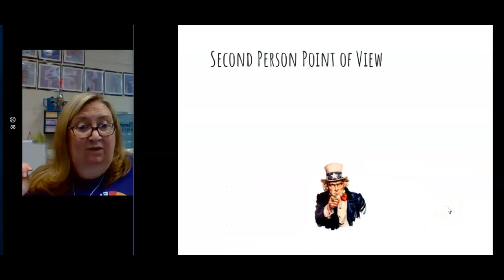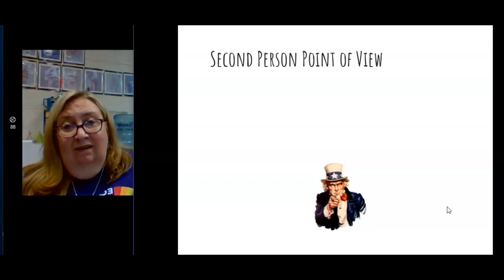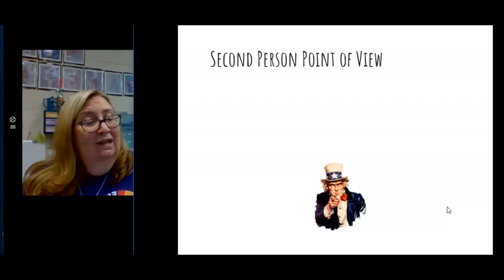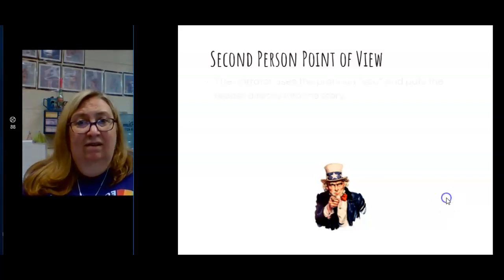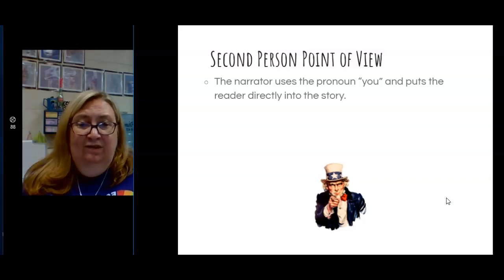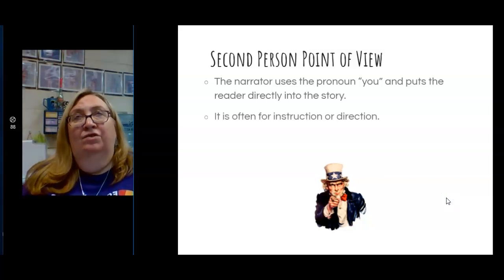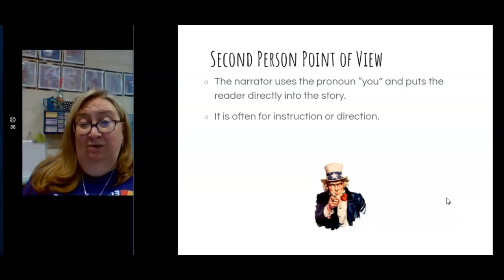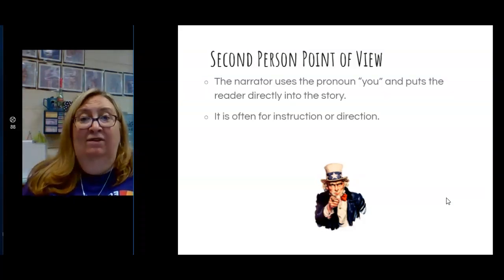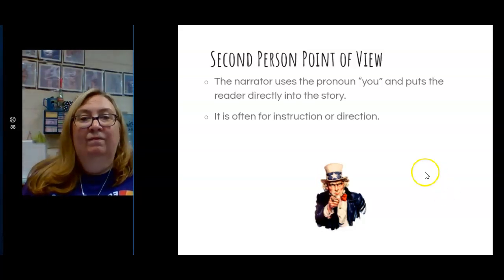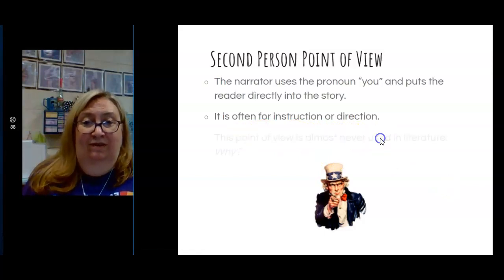Then we have second person point of view. This is the least popular as far as for your fiction novels that you all read. We don't get a lot of this. Second person point of view, the narrator uses the pronoun you and puts you, the reader, directly into the story. We often see second person point of view for directions. Teachers write second person point of view all the time. My to-do list at the end of class that says you should finish your homework, you should check your email, it tells you what to do. That's second person point of view. So it's often used for instruction or direction.